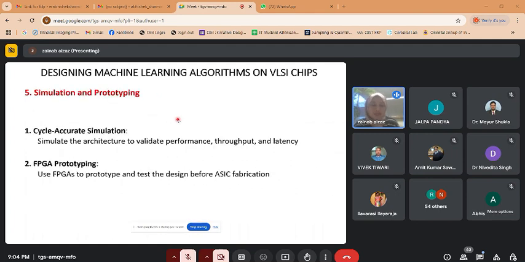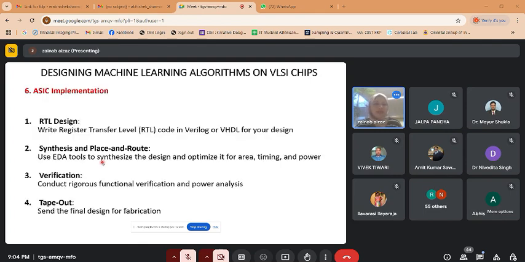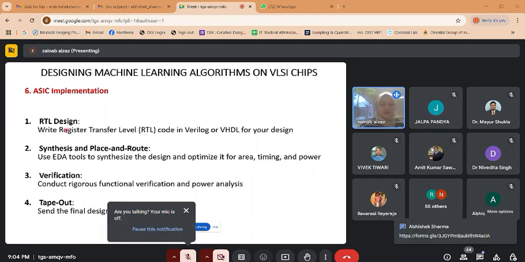Now, in simulation and prototyping, you can go for cycle-to-cycle simulation, as I just told you, behavioral simulation. And then for FPGAs, you can test. If you're going for ASIC, you can test on FPGA. That's confirmed. And then if you're doing ASIC implementation, you have several more things. As I told you, there was a big block which could be done by a backend designer, but there are a few of them I have written here.